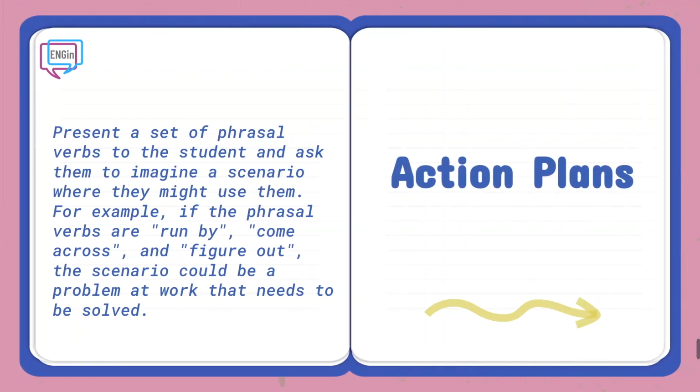Action plans. Present a set of phrasal verbs to the student and ask them to imagine a scenario where they might use them. For example, if the phrasal verbs are run by, come across, figure out, the scenario could be a problem at work that needs to be solved. Have the student use the phrasal verb to describe the sequence of actions they would take to solve the problem. This activity helps students practice using phrasal verbs in context and creates a story-like structure that aids in memory retention.